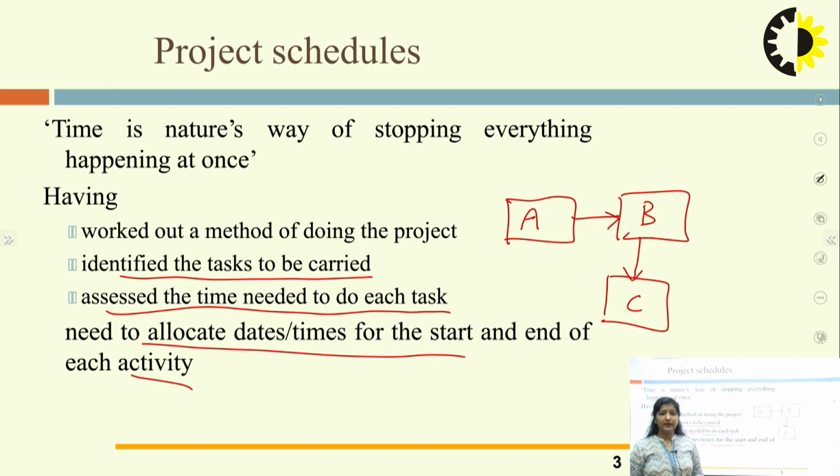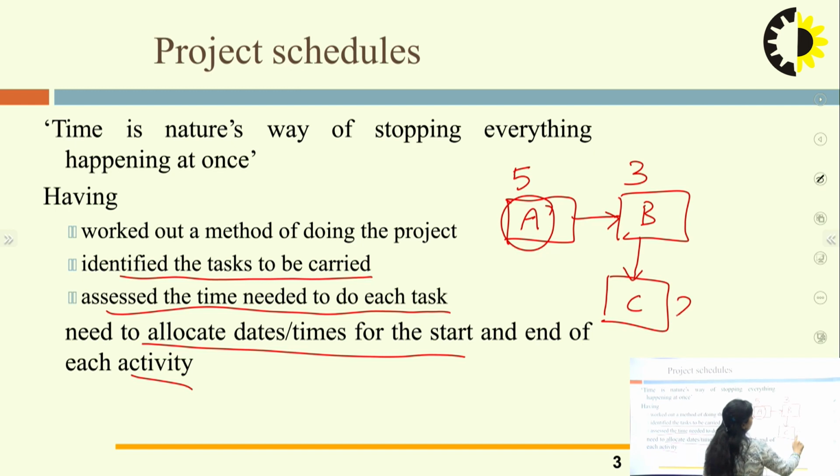Along with this, I need to know how much time will be taken to complete activity A. Suppose this requires 5 weeks. Secondly, the time allocated for activity B is suppose 3, and for C let it be 2. Although C requires 2 weeks of time, it has to wait for 5 plus 3, that means up to 8 weeks. So C cannot be started till 8 weeks from the starting of the project. So this is the project schedule.